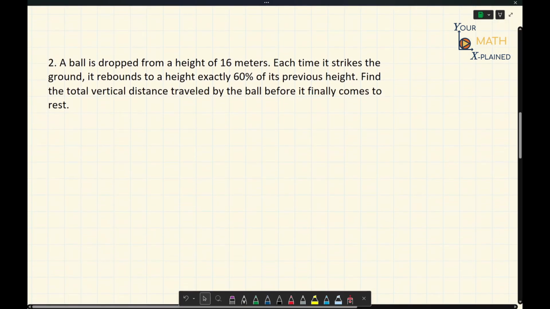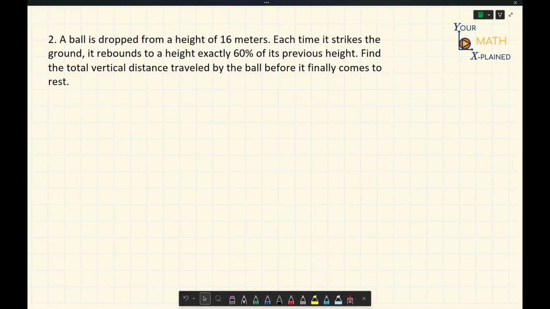Now let's take a look at our next example. Here we have a ball that is dropped from an initial height of 16 meters. And each time it strikes the ground, it rebounds to a height that is exactly 60% of its previous height. We're asked to find the total vertical distance traveled by the ball before it finally comes to rest.